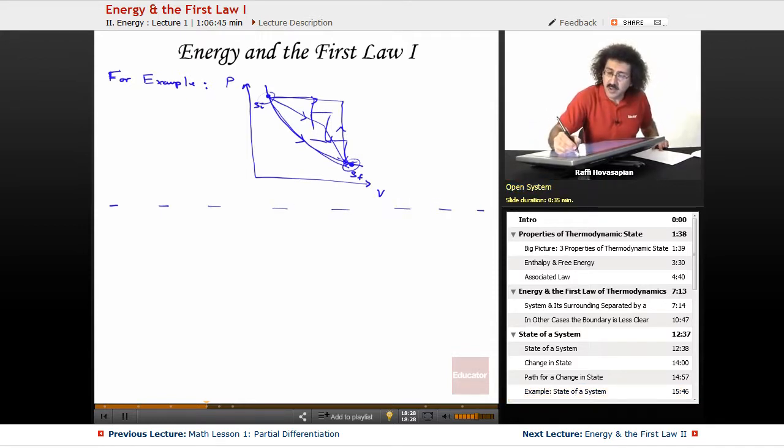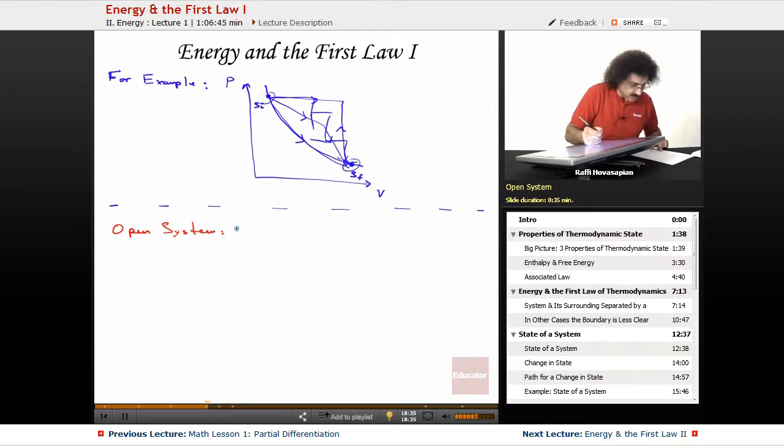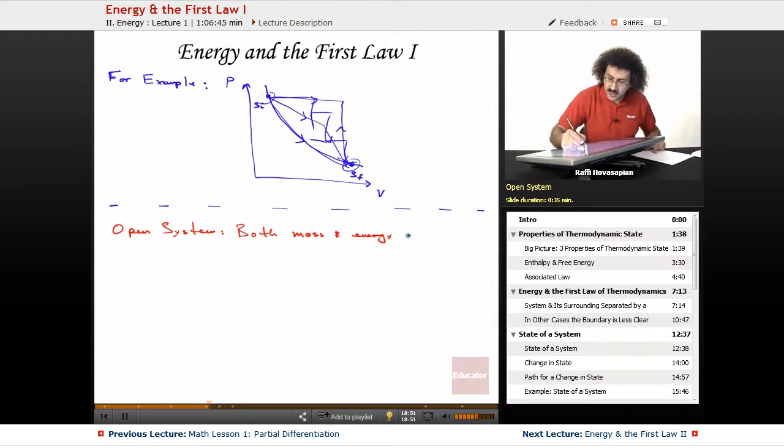Okay, so let's go ahead and, I think I'm going to go to red just for a change of pace here. Now, let's define an open system. An open system is where both mass and energy can transfer to and from the system. In other words, it can cross the boundary. So, both mass and energy can cross the boundary. And by boundary, we're talking about the boundary between system and surroundings. Okay, a closed system.